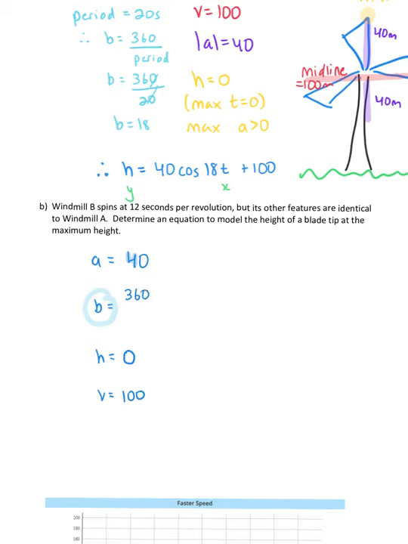Now B is just 360 divided by 12, which is 30. So that means in 360 seconds, this windmill is going to rotate 30 times instead of 18 times like it was in part A. So now we can just make the equation. Therefore, the height is 40 cos 30t plus 100. So we can see that B is no longer 18, now B is 30, but all other parameters are the same.